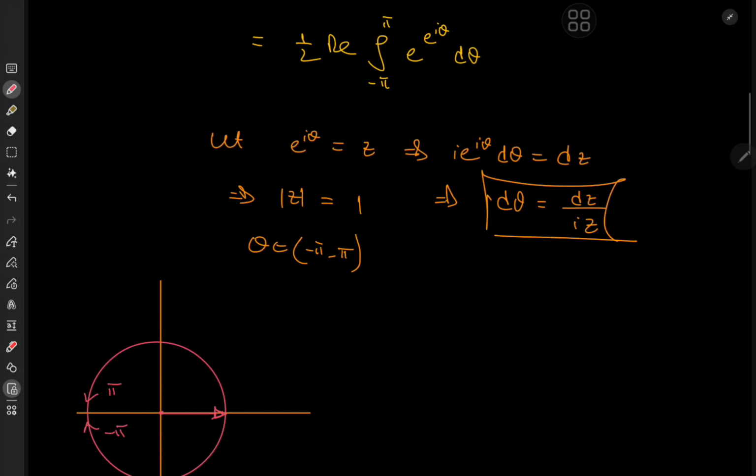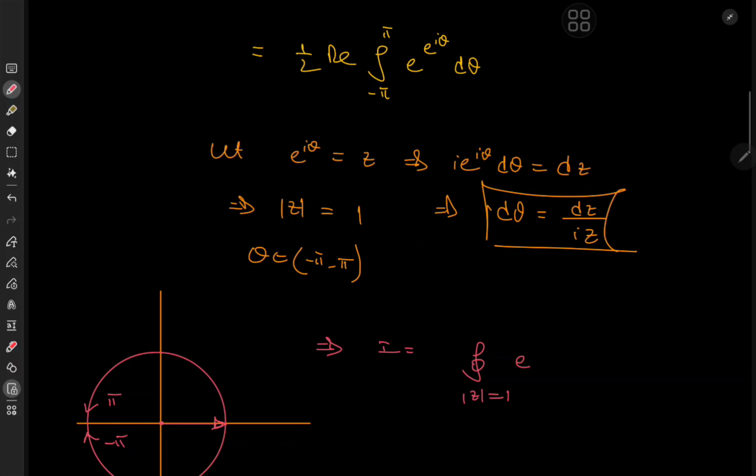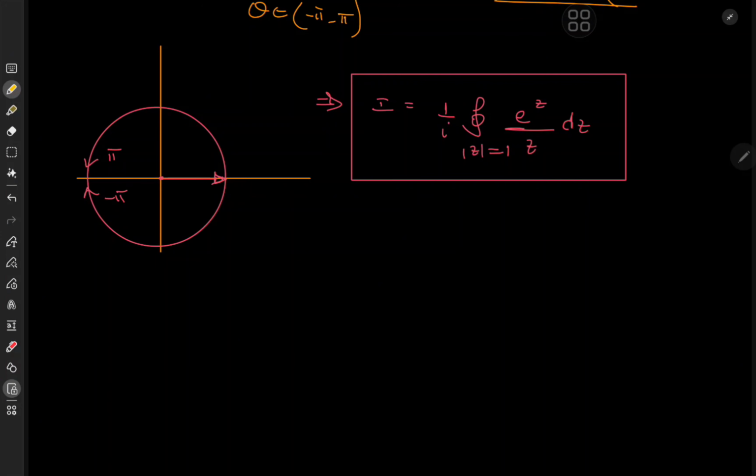pi to pi has now been converted into an integral over the unit circle |z| equals 1 of what exactly? Well, we have e to the i theta being z, and we have this z term downstairs and dz, and of course we have this factor of 1 over i outside. Now the resulting integral can be solved quite easily using Cauchy's residue theorem.